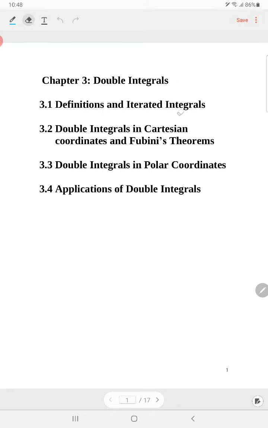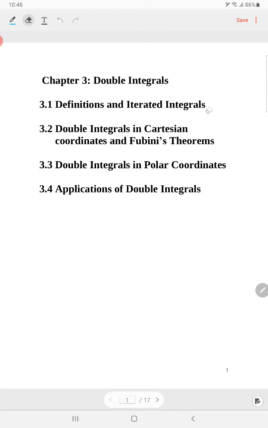Today's topic is on double integrals. There are 4 sections in double integrals. The first is on definitions and iterated integrals. The second section is on Cartesian coordinates and Fubini's theorems. The third is on polar coordinates, and the last section is on applications of double integrals.